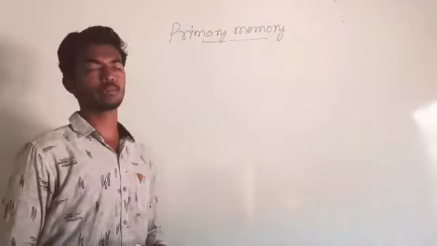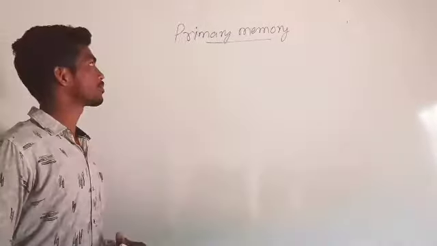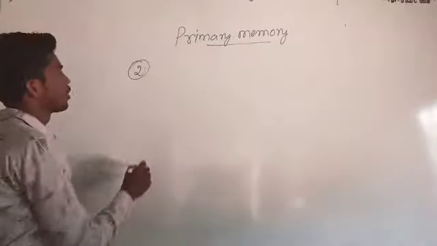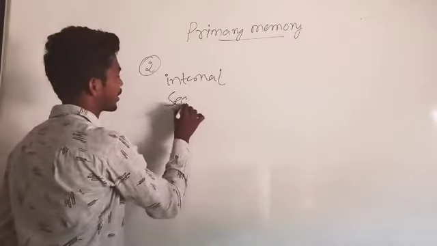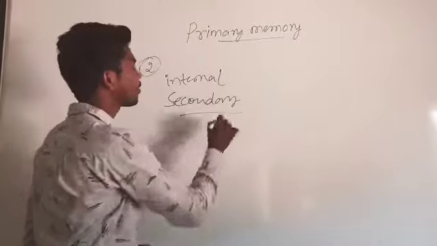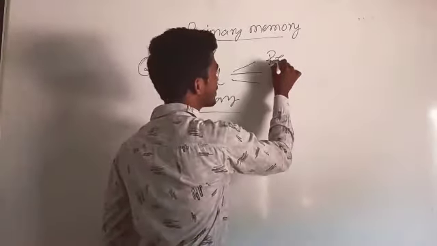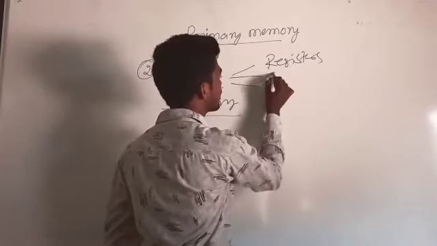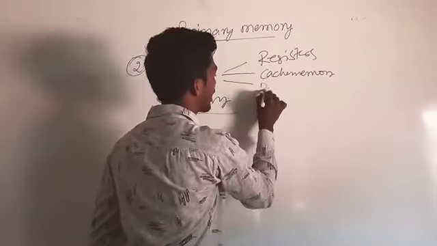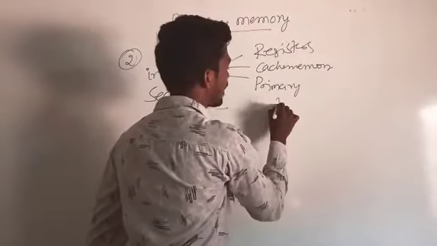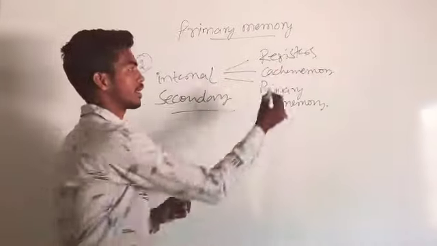In the last video we were discussing the memory devices of a computer. In memory devices we have two different types: one is internal memory and the other is secondary memory. In internal memory we have three different types: registers, cache memory, and primary memory. In the last video lecture we discussed registers and cache memory.